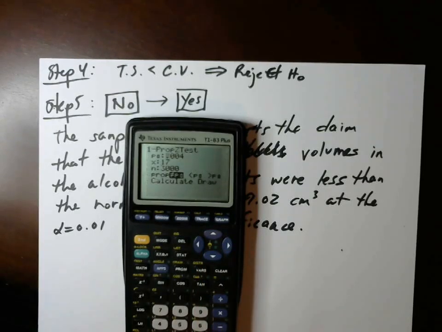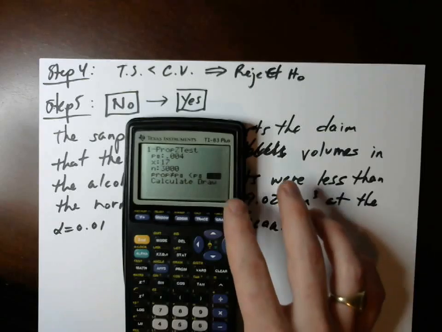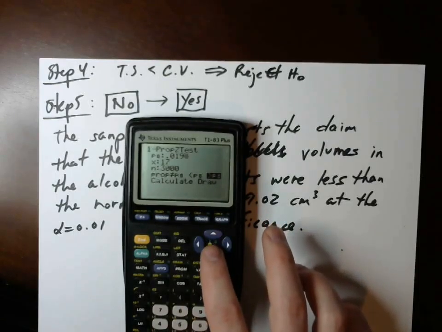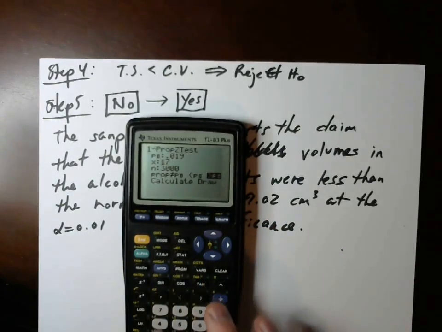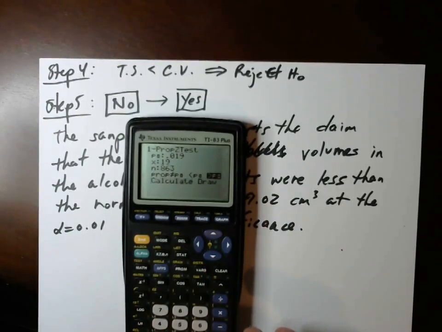So for our previous example, we were doing a right tail test. So we would go to right tail, greater than p naught, and our p naught was 0.019. And our x was 19, and our n was 863. Go ahead and check that example again, and we would calculate. Look at earlier in the video, and you'll see that those would be our values. And as you can see, we got the same.